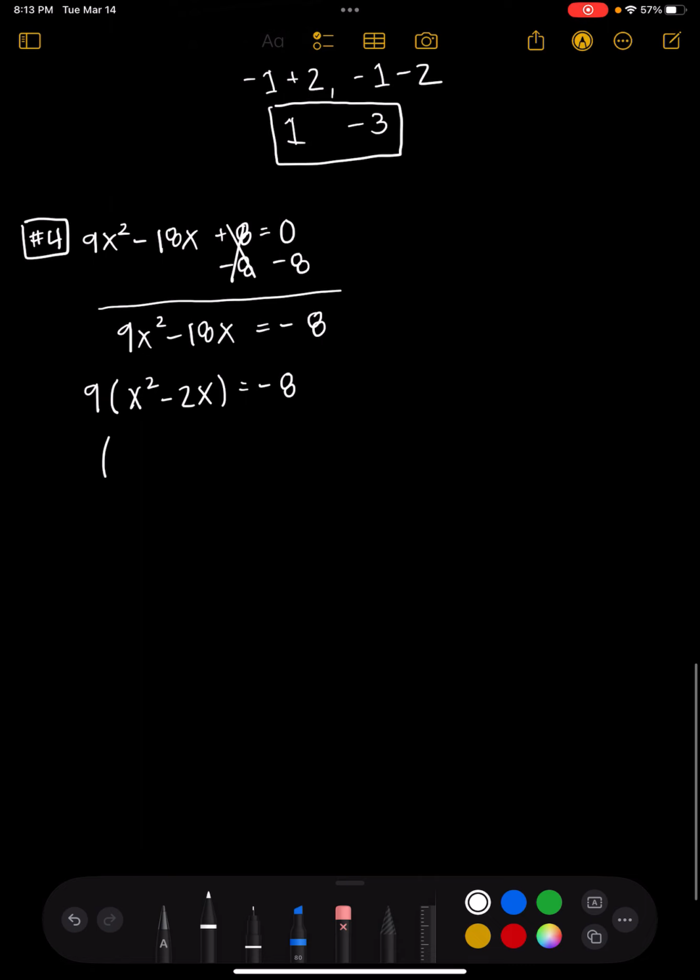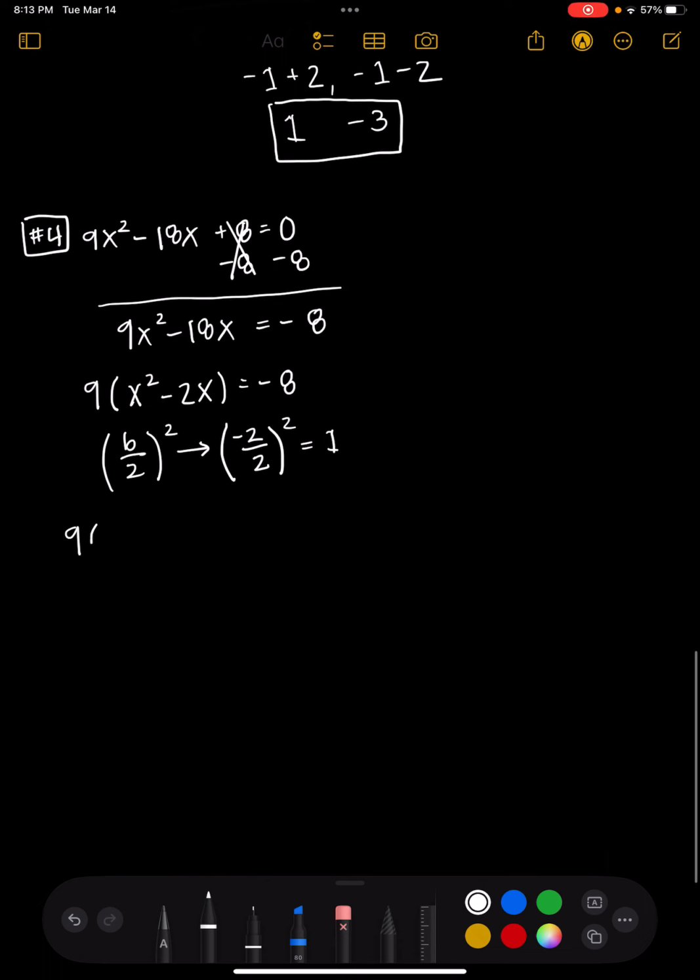Now that the x squared's by itself, it doesn't have a number in front, we can use the completing the square formula, which is b over 2 squared. And our b now is negative 2. So we have negative 2 over 2 squared, which gives me 1. All right, now that 1 I'm going to add to both sides, but remember it's kind of like a tricky add way. So we're going to add 1 to the left side.